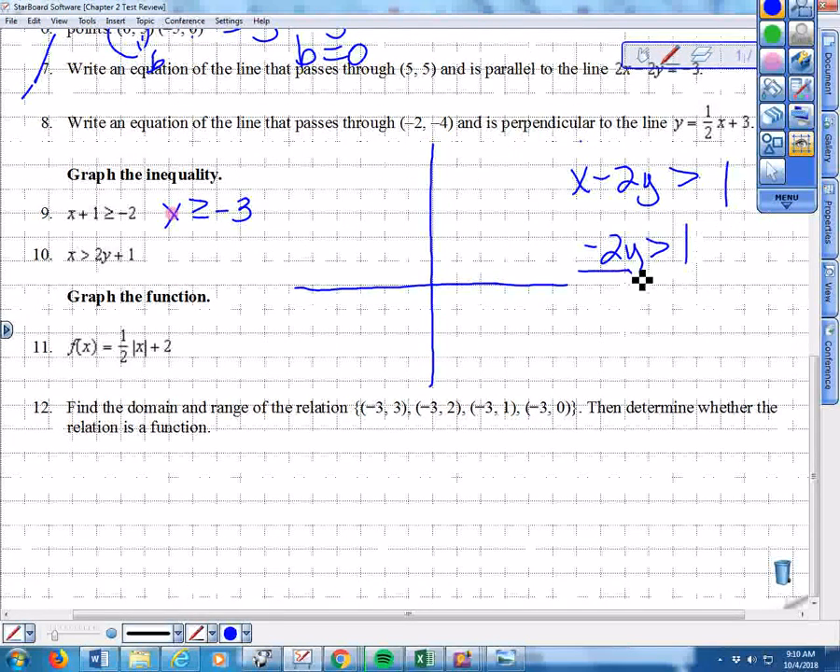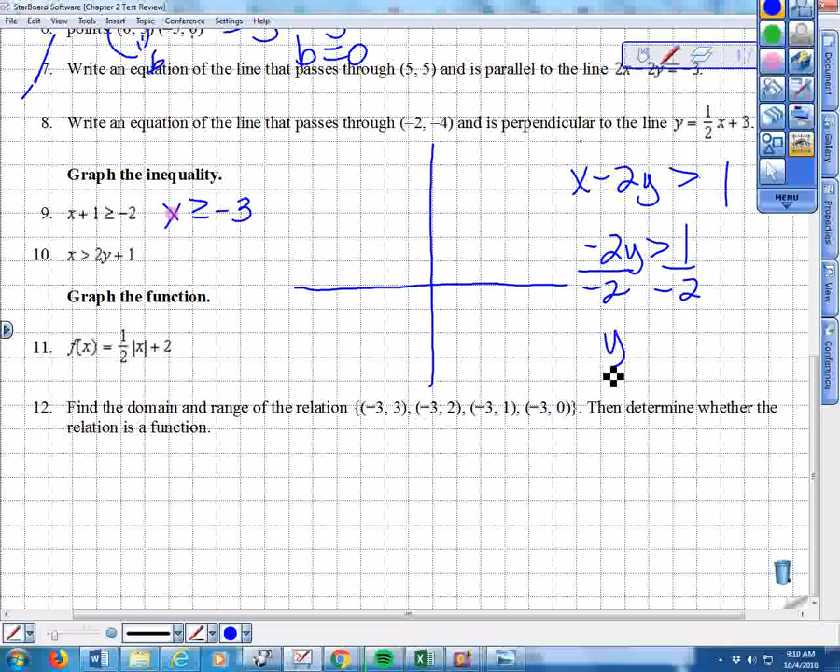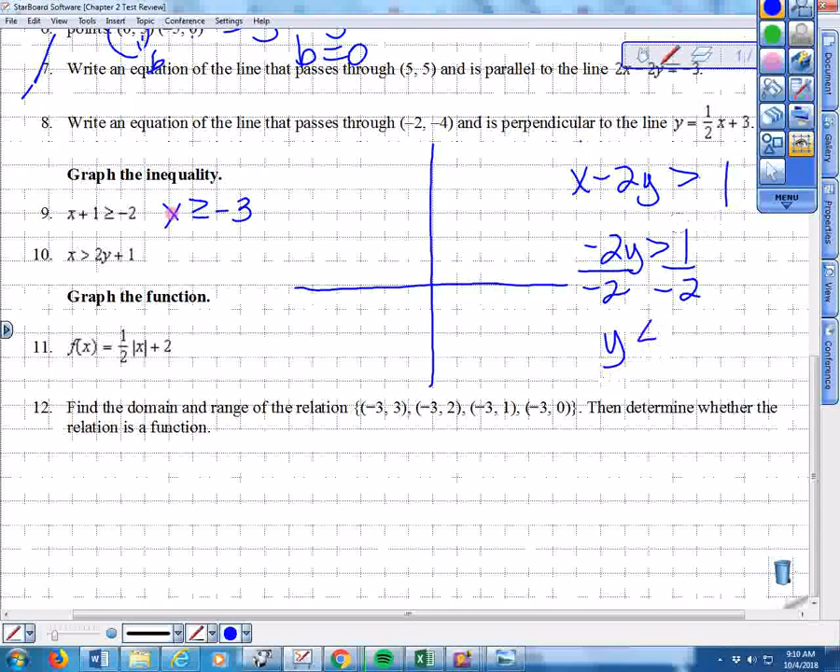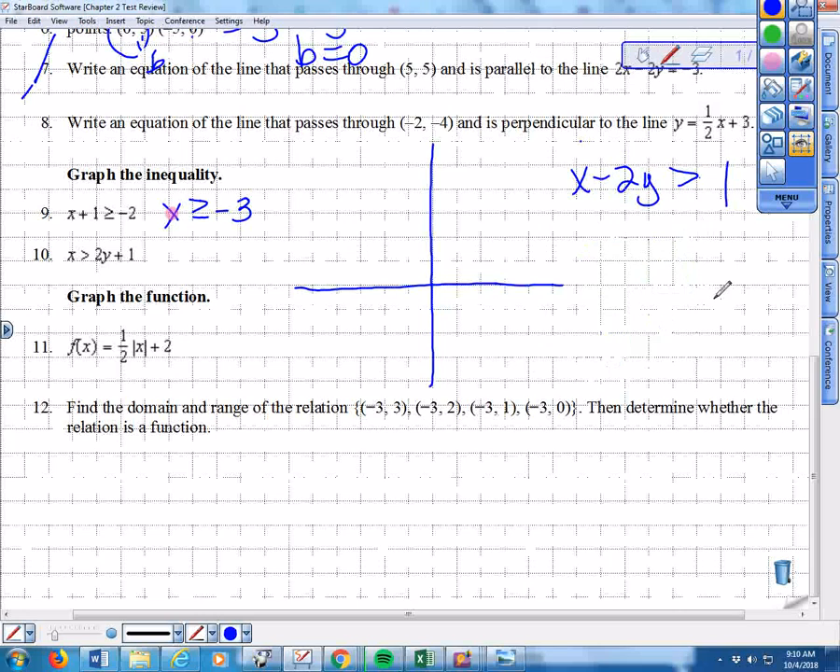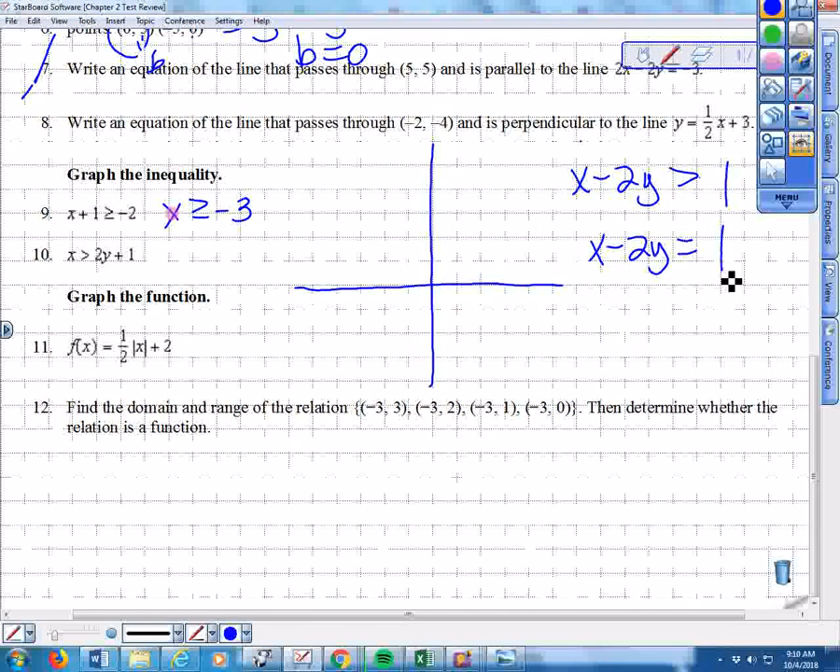Divide by -2, right? So y is less than, well, let's just solve the equation. I'm just trying to graph the equation, so make it equals. Don't solve the inequality.